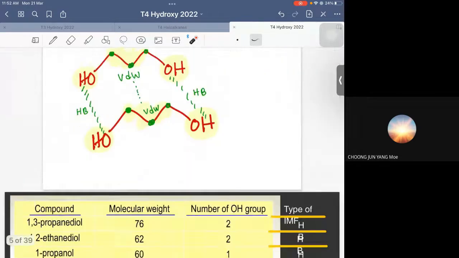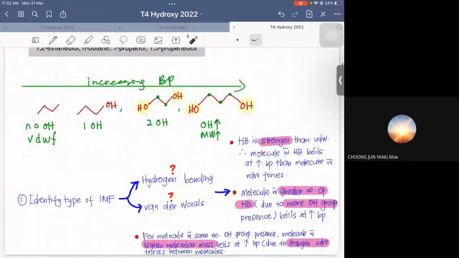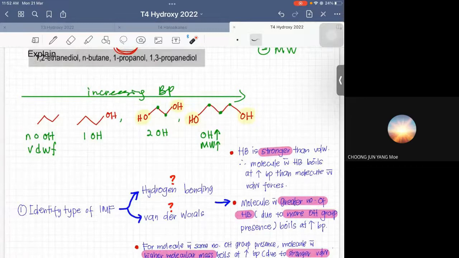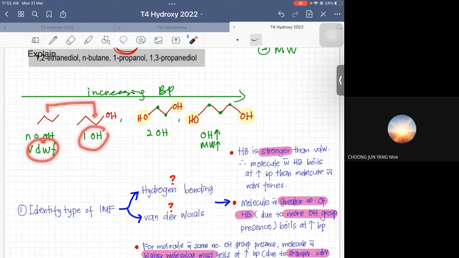So how you explain? Okay, you ada berapa cara? 2 cara untuk explain. Satu secara satu persatu you compare, you bagi tahu N butane and this one. So it's only held by weak van der Waals forces, so that is the lowest boiling point and no hydrogen bond. While propanol got one hydrogen bond, hydroxy group, so dia adalah lebih tinggi.